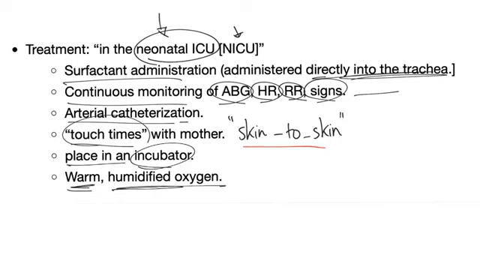Give warm, humidified oxygen. Yes, because there is a VQ mismatch due to hypoventilation or due to the stupid membrane. So the problem is not a shunt, okay? There is not an intracardiac shunt where oxygen is useless. No. In this case, oxygen is helpful. Watch my videos on tissue hypoxia.